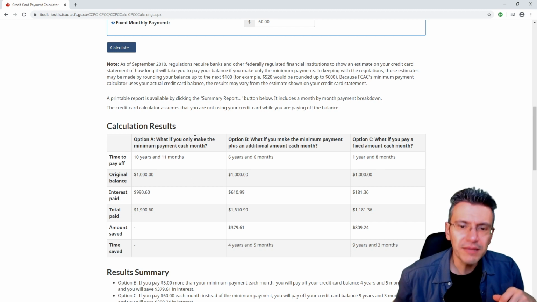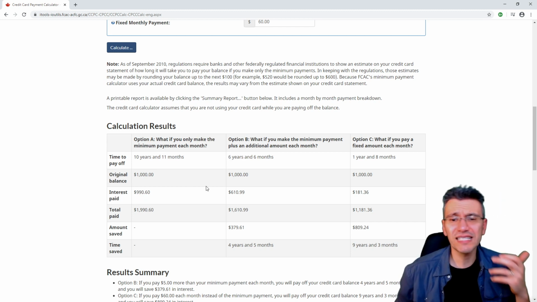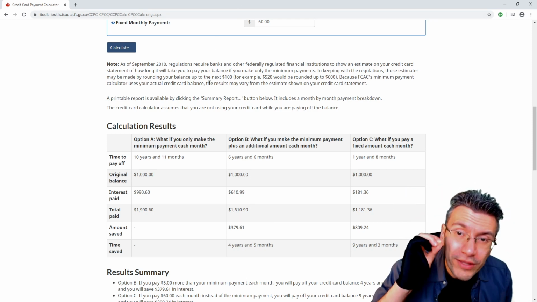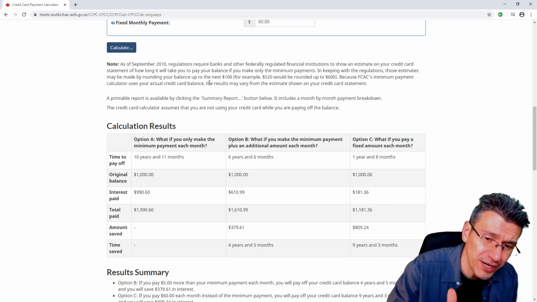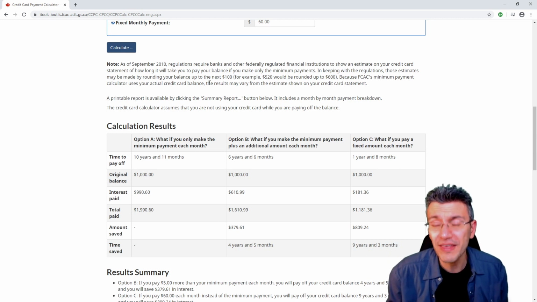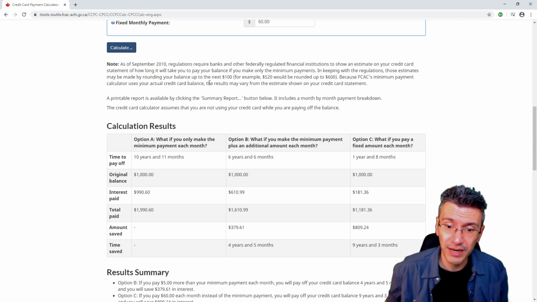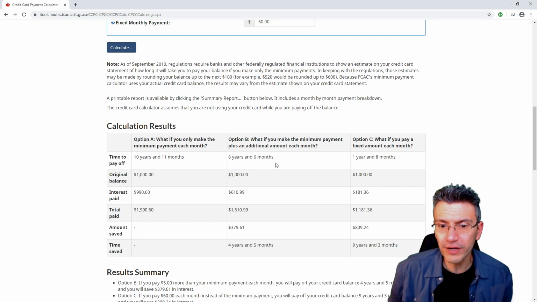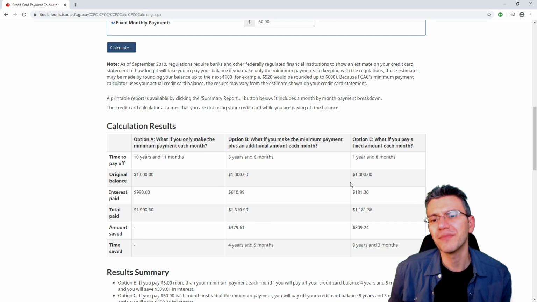Now, option B only takes 6 years and 6 months, which is still a very long time to pay off $1,000. But keep in mind, the only difference between option A and option B is the fact that in option B, you're paying $5 extra a month. That's it. That's the only difference. All right. And this only difference, again, is not a huge amount, but nonetheless, you can see you're saving a whole 4 years and 5 months of the time that it takes to actually pay off the debt, and you're also saving close to $400 in interest charges, right?